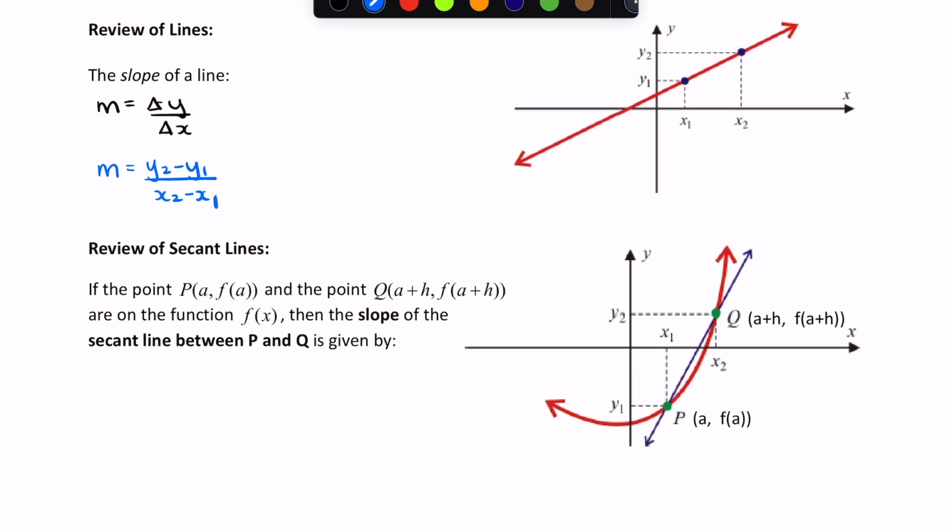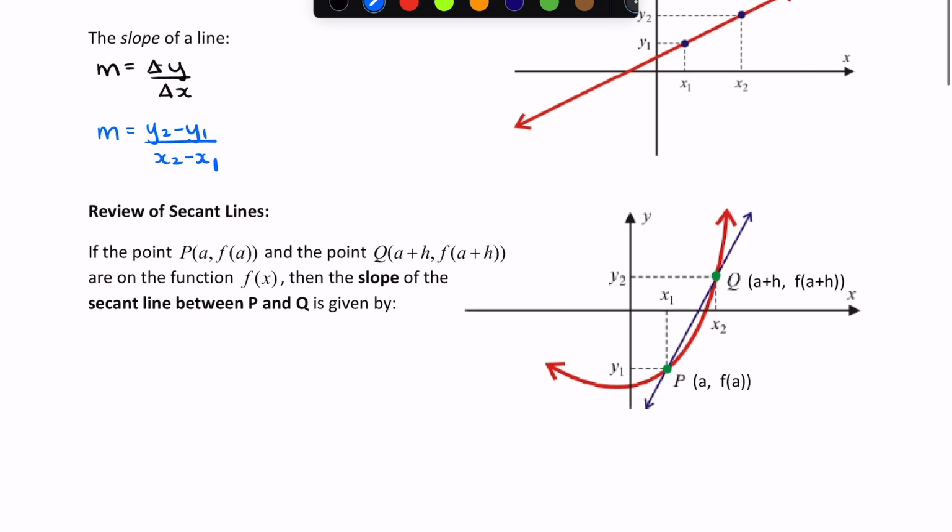If we look at a review of secant lines, if the point P, which is represented as a and f of a, and the point Q, which is represented as a plus h and f of a plus h, are on the function f of x, then the slope of the secant line between P and Q is given by this equation here.